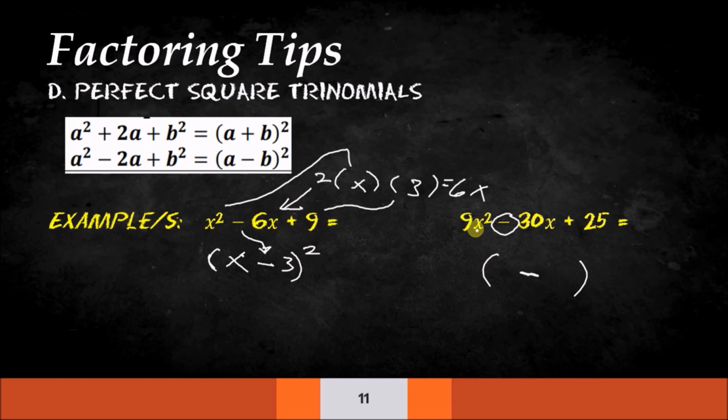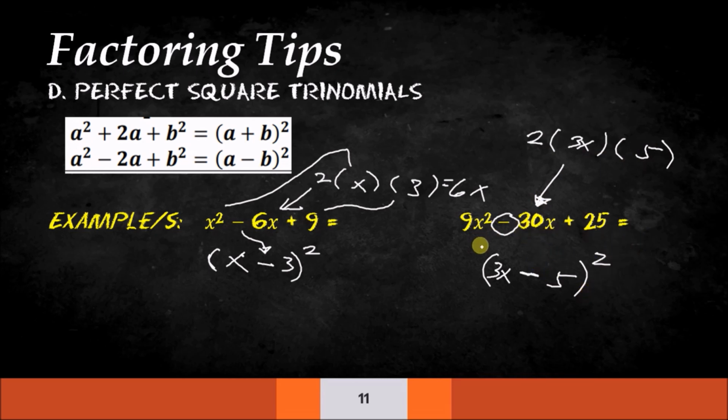Square root of 9x squared is 3x. Square root of 25 is 5. Nag-decide ako na pwedeng gamitin dito kapag i-check natin yung 30x dito. Tingnan natin, it should be twice the square root, kagaya ng sinabi natin, square root of the first and the last terms of the potential perfect square trinomial. 9x squared has 3x, 25 has 5, then kung isi-simplify mo yan, lalabas yung 30x natin. Kaya tama, perfect square trinomial nga siya.